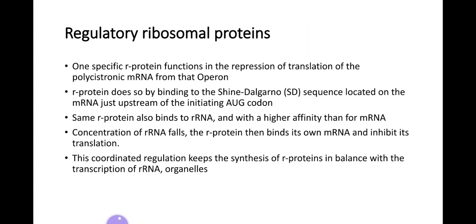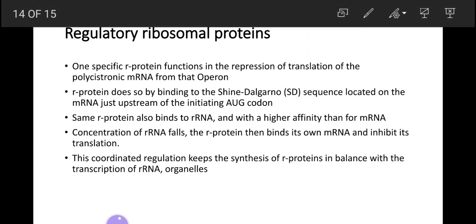This is the regulatory ribosomal proteins. Operons for the ribosomal proteins can be inhibited by an excess of their own protein products. What happens here? One specific ribosomal protein functions in the repression of translation. As the processes of transcription and translation are coupled, the proteins will repress the translation of the polycistronic mRNA for that operon.